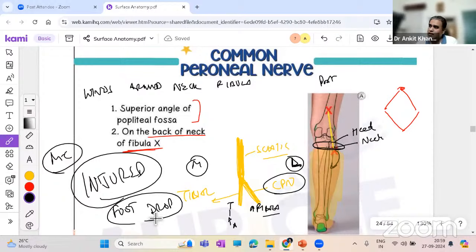So this was all about the surface anatomy of the lower limb.